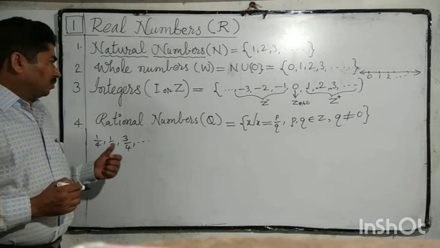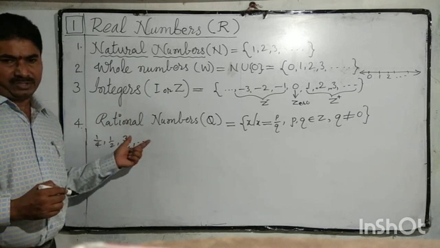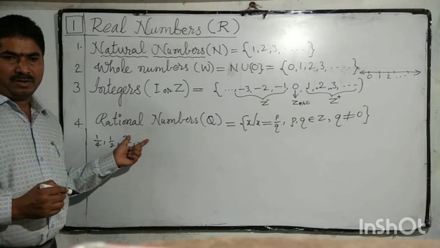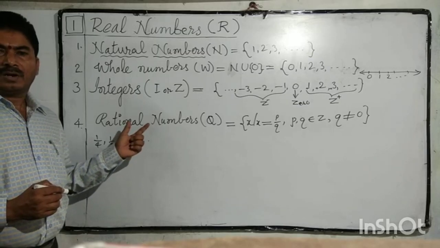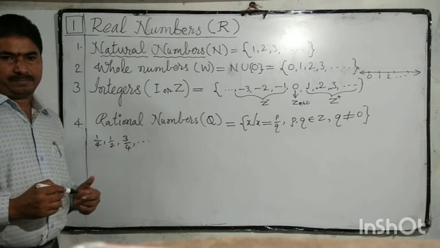All integers are rational numbers, but all rational numbers are not integers.